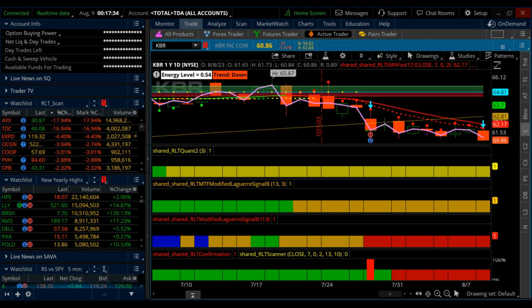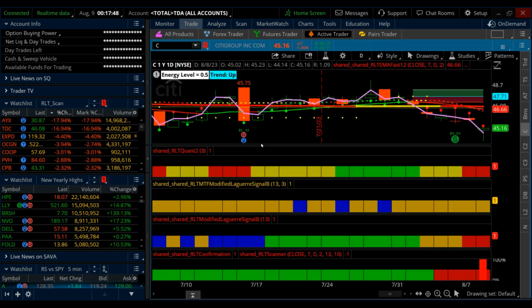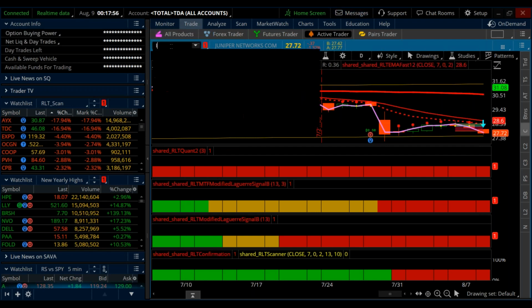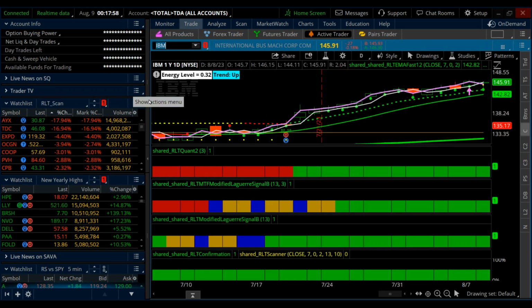Now I have a few others that I had jotted down tonight, just off of my TC2000 scans. One was FTV, which we've already looked at. Another one is IBM. All right, so there's IBM. So this is an IBM chart.